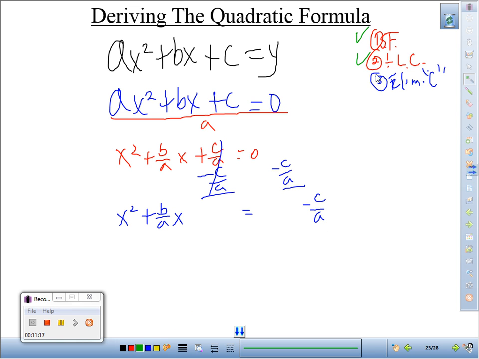So we're done with steps 1, 2, 3. Step 4, we need to add b over 2 squared. And what do we write here? We write parentheses b over 2a squared, add b over 2a squared.